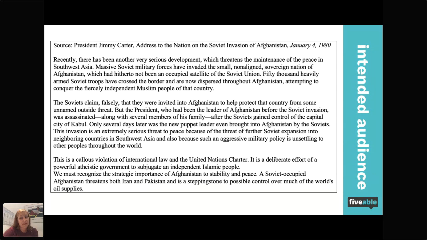So it's a public address. Now, that doesn't mean it's just available to US citizens. If it's a public address from an American president, you bet in 1980, this is going worldwide. And so we have to see this also as the intended audience beyond just American citizens. It also can be other countries. So let's take a look at how we can look at the intended audience, what this could look like.